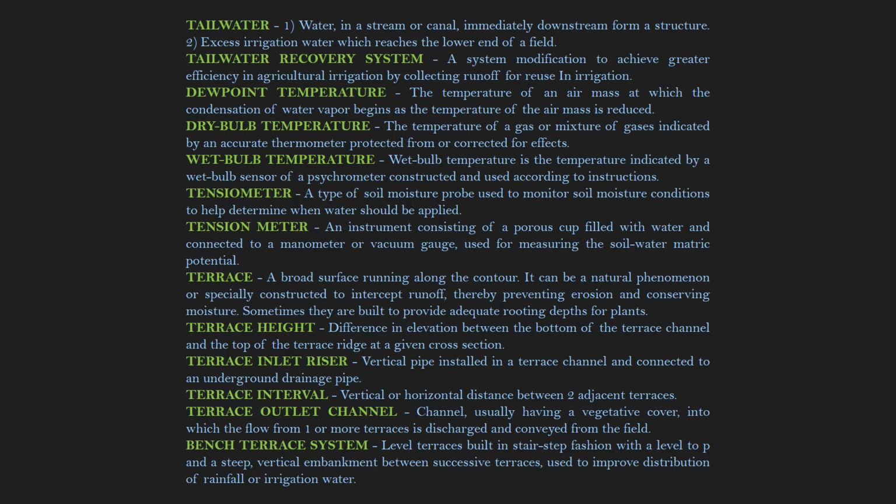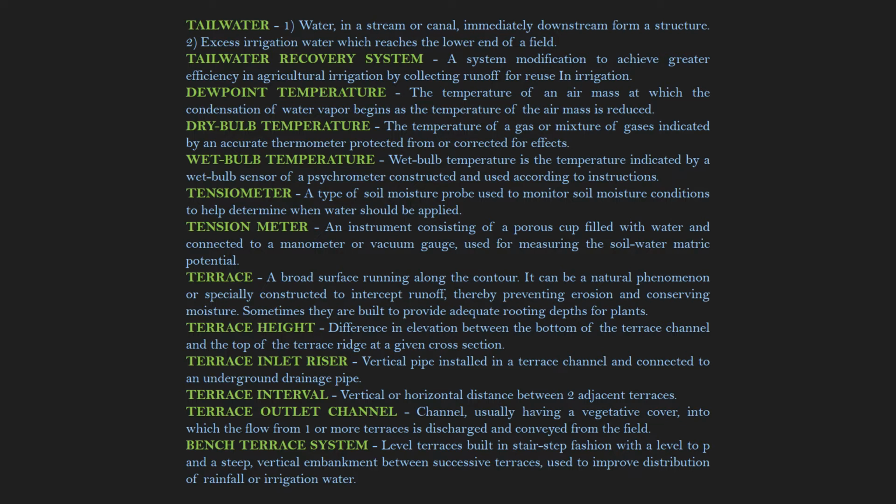Dew point temperature. The temperature of an air mass at which the condensation of water vapor begins as the temperature of the air mass is reduced. Dry bulb temperature. The temperature of a gas or mixture of gases indicated by an accurate thermometer protected from or corrected for radiation effects. Wet bulb temperature. Wet bulb temperature is the temperature indicated by a wet bulb sensor of a psychrometer constructed and used according to instructions.